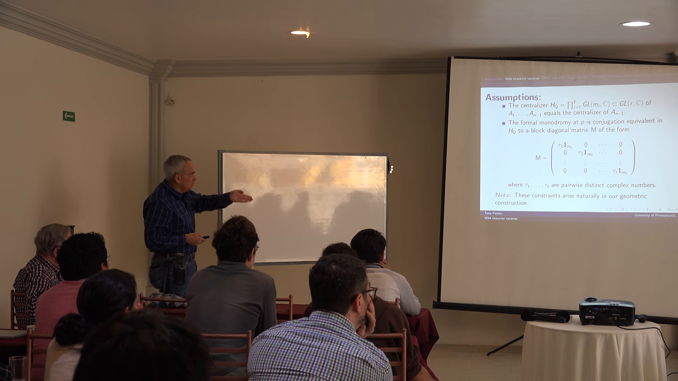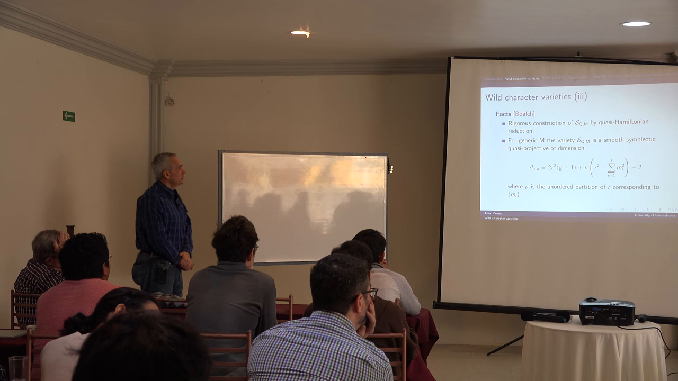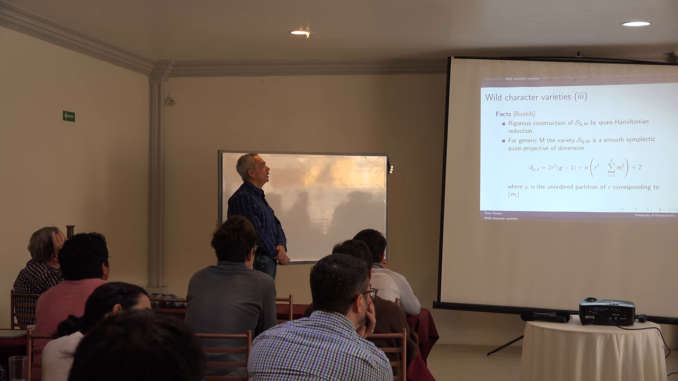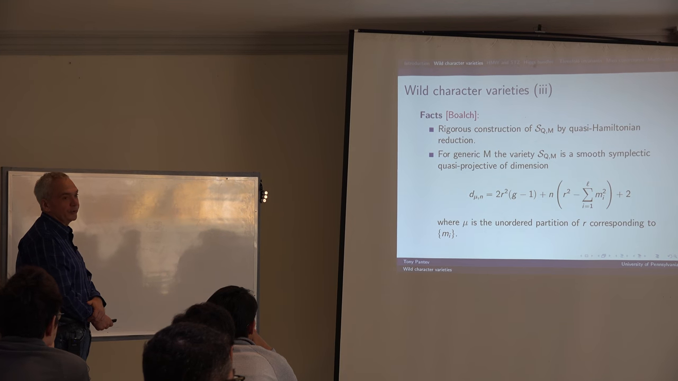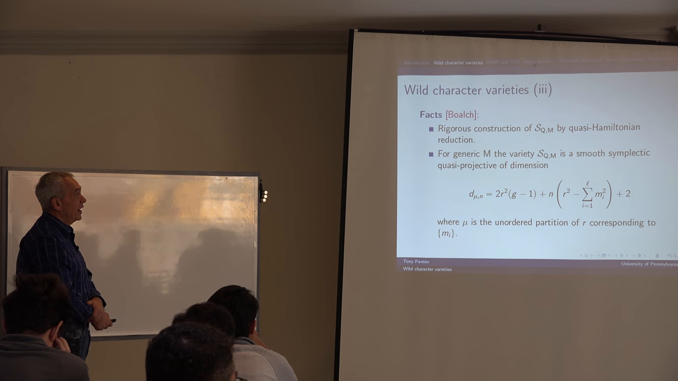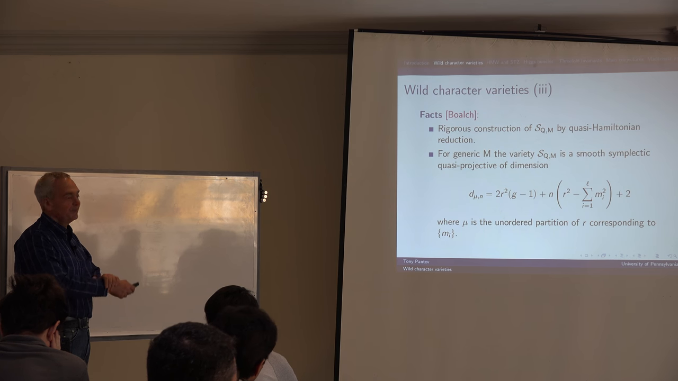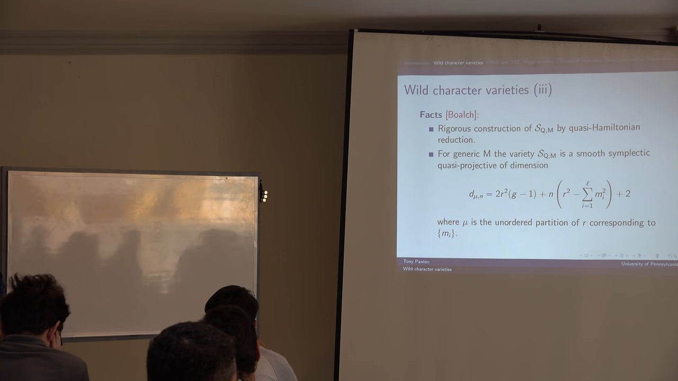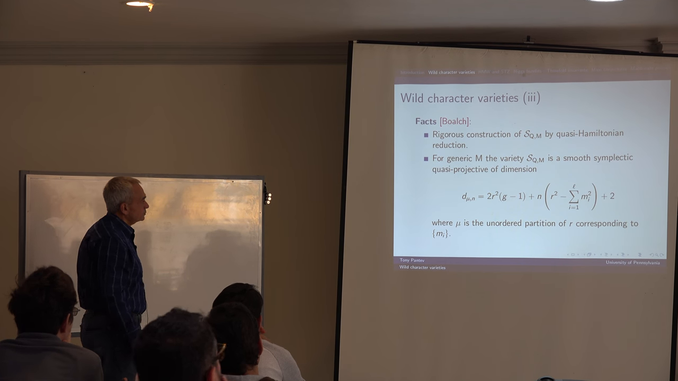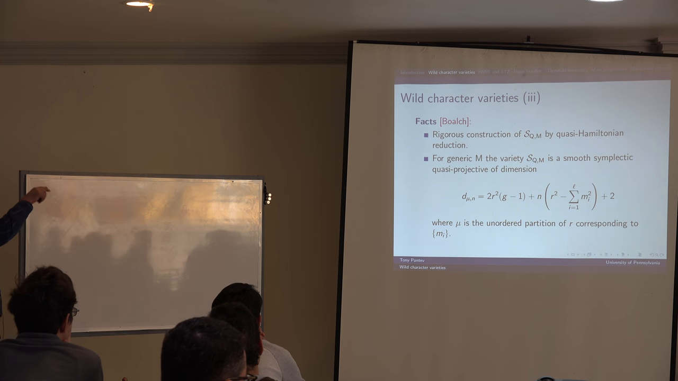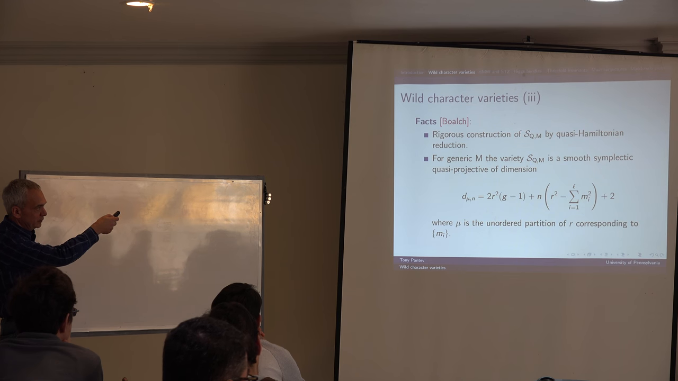All right, so I'm making these assumptions, and Philip Boalch actually constructed the moduli space with this given irregular type and this given formal monodromy by quasi-Hamiltonian reduction. Under my genericity assumption, so the eigenvalues are different, non-resonant, this variety is smooth, algebraic symplectic, quasi-projective, and this is the dimension. The dimension depends on the partition, on the genus, and on the order of the pole. N is the order of the pole. The partition was given by the formal monodromy, remember. It was the blocks in the formal monodromy, or equivalently by the centralizer of the irregular type.